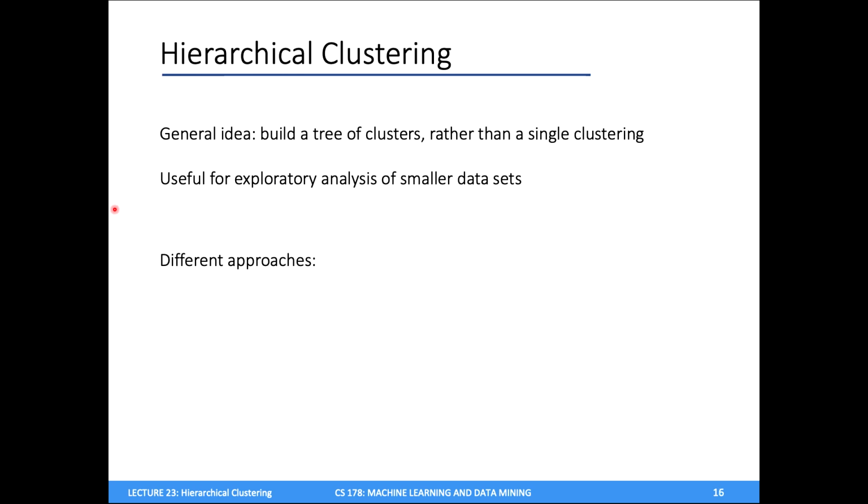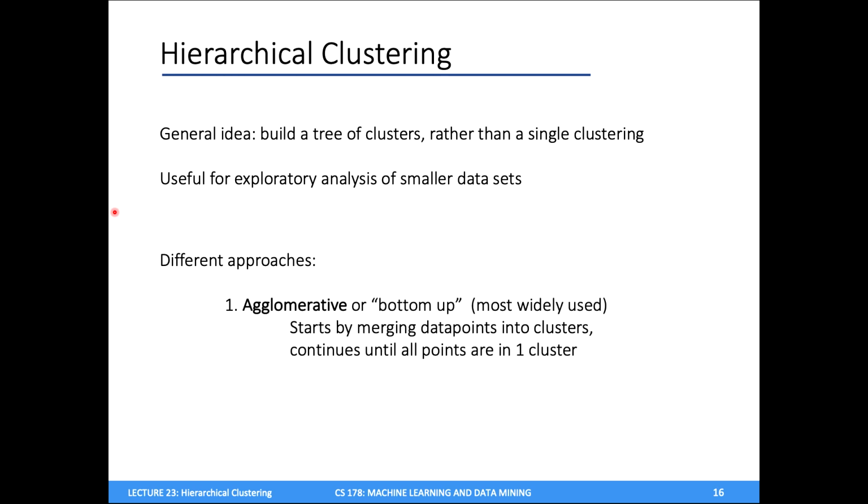There's really two high-level approaches for doing hierarchical clustering here. The first is called agglomerative clustering, or bottom-up, a bit of a mouthful. But the idea is you start by merging individual data points into clusters, and then you merge your clusters into bigger clusters, and then bigger clusters, and so on and so forth, until all your points are in a single cluster. And we'll see plenty of examples of doing this.